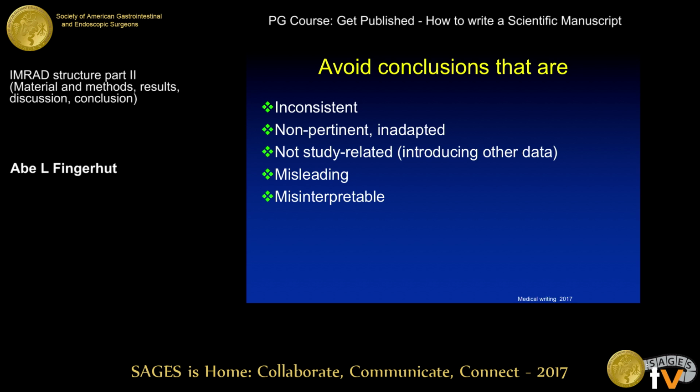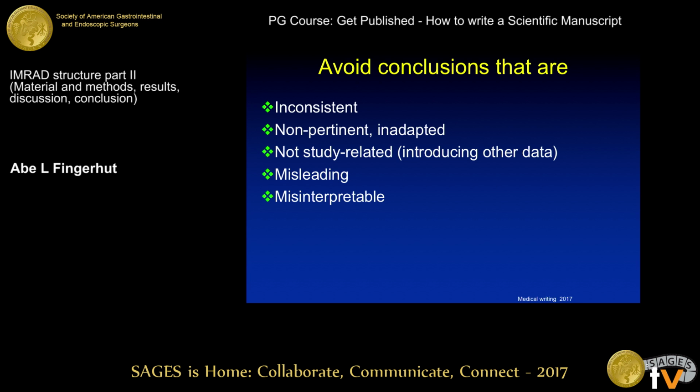Avoid conclusions that are inconsistent with the data. Avoid conclusions that are not pertinent, inadapted. You found that A is better than B, and then you talk about C in your conclusion. That's not what the conclusion is about. The conclusion is relative to your study. Avoid conclusions that are misleading. You found that A is better than B in a cohort study. You cannot come to a conclusion. Professor Boney told you that. You cannot conclude that A is related to B. It's not a randomized controlled trial. Don't say it in your conclusion.